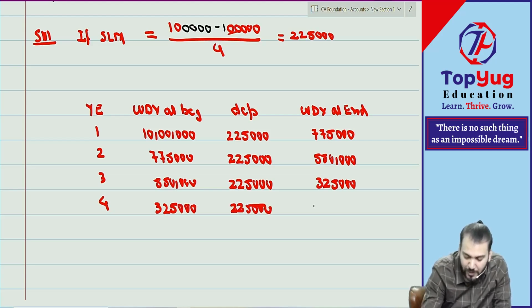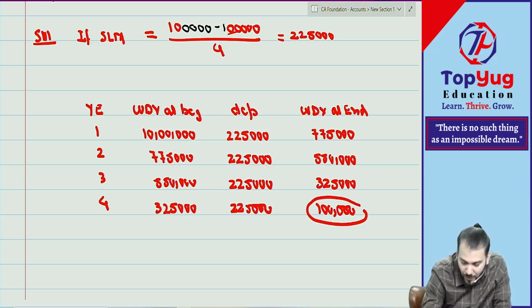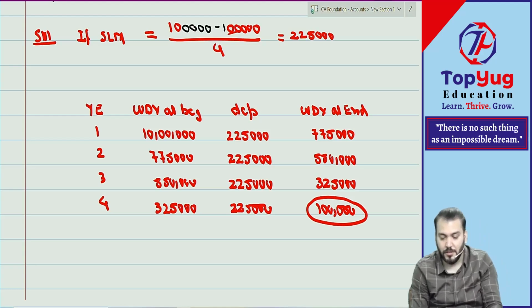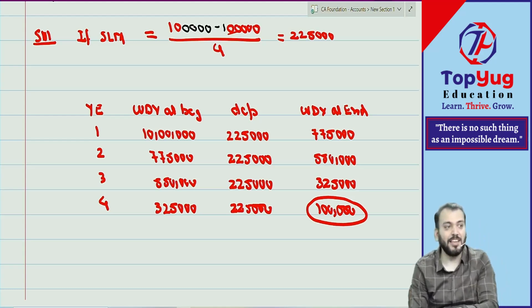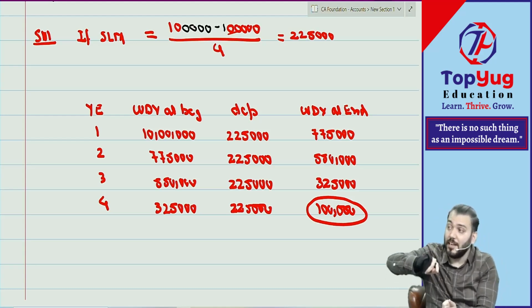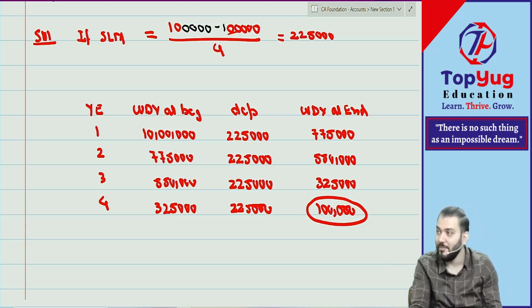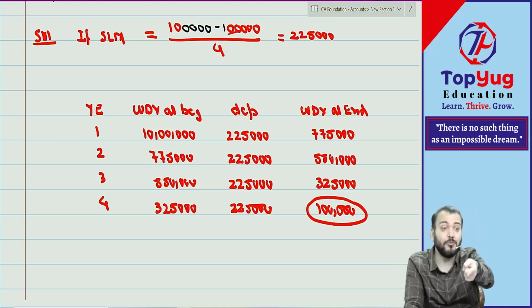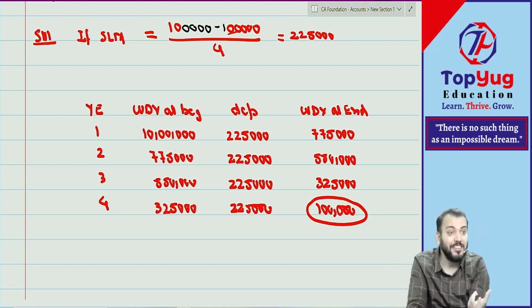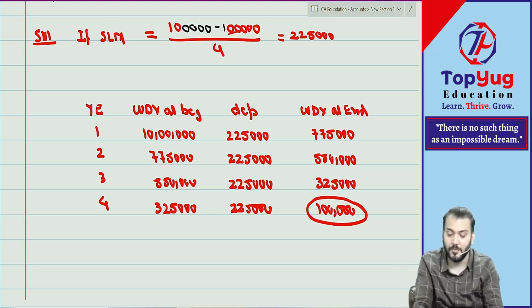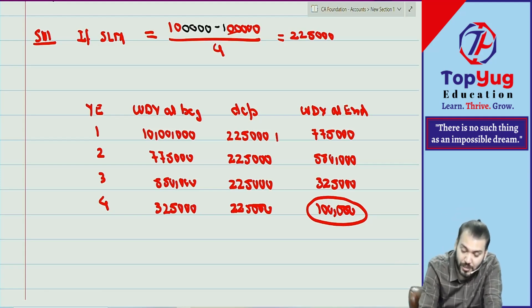And WDB at the end of useful life is what? 1 lakh. This is equal to what? Residual value. Means we are doing correct. So WDB at the end of useful life will always be equal to residual value. Understood? Have you understood this calculation?